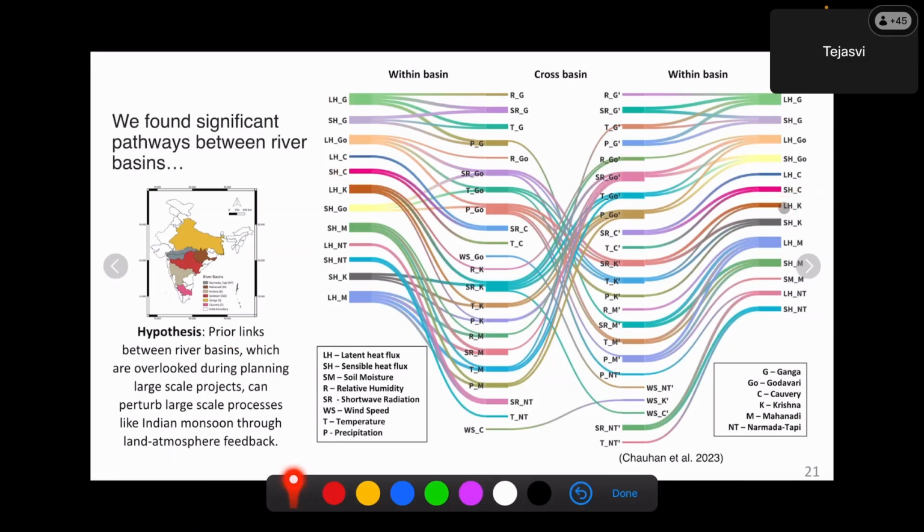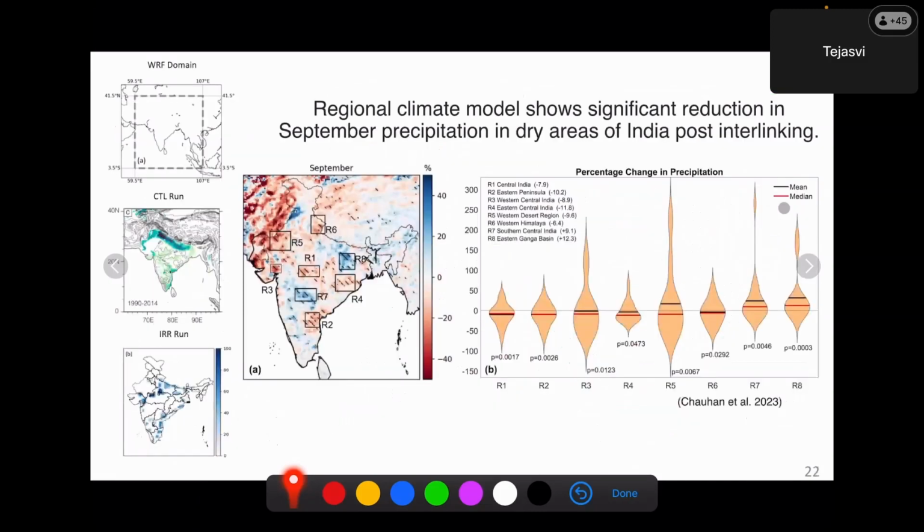So this is what we hypothesized, and we tested it using a regional climate model, WRF-CLM. And what we found is, in the September month, there is a significant change in rainfall in most parts of our country. So why does this appear in only the September month? Because literature shows it is already well known that in September month, the land atmosphere feedback peaks in the monsoon. So for the Indian summer monsoon, 25% of the rainfall comes from land only.